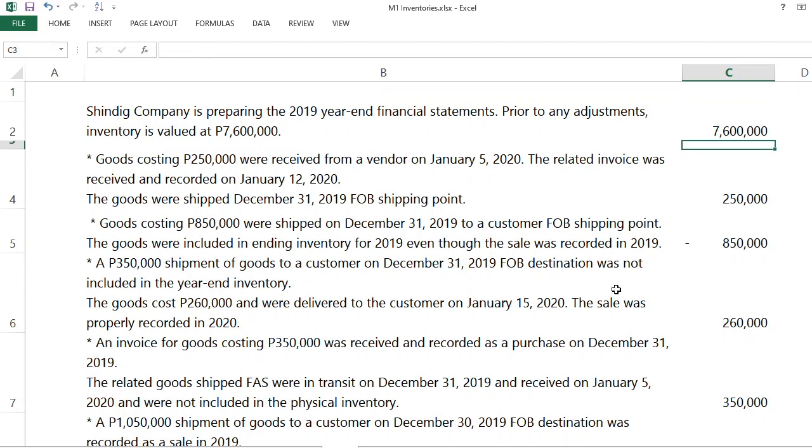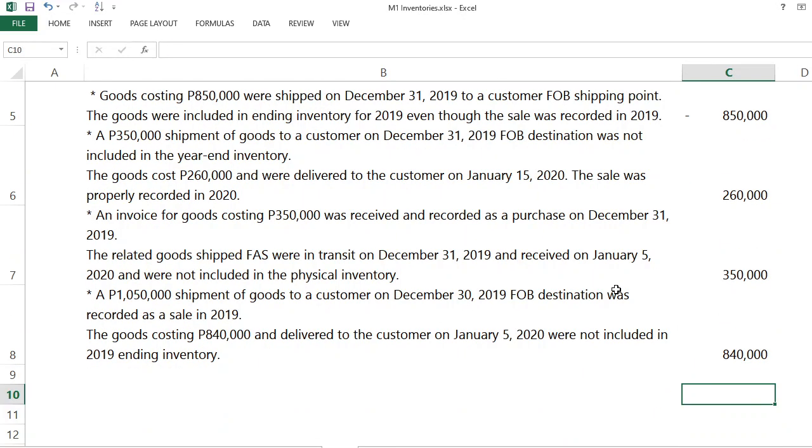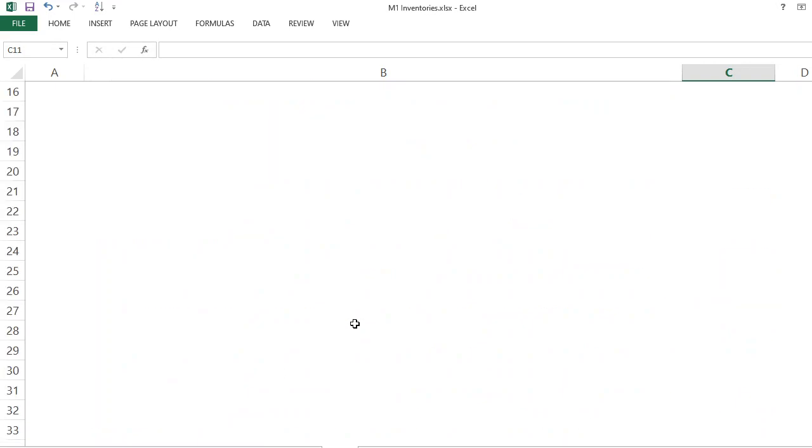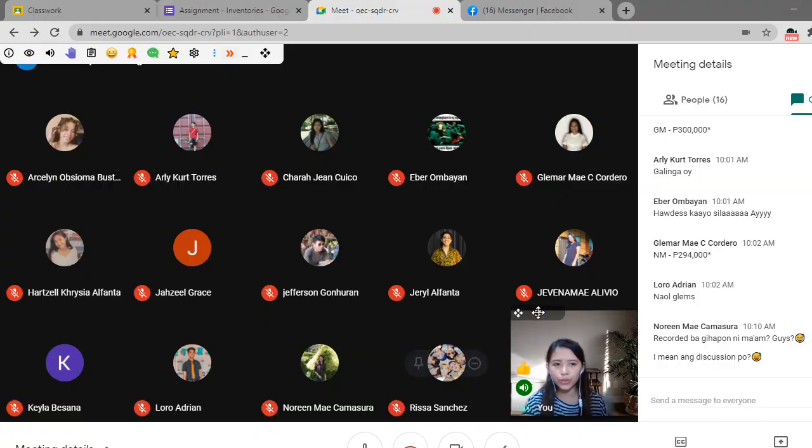So, 7.6. Plus 250, minus 850, plus 260, plus 350, plus 840. That's a total of 8.54 million. So that's for your inventory on December 31, 2019 for Shindig Company. So wag na lang natin i-review yung answers nyo. Titingnan ko na lang later. Okay?